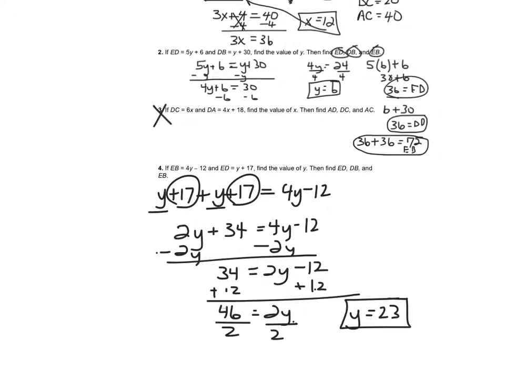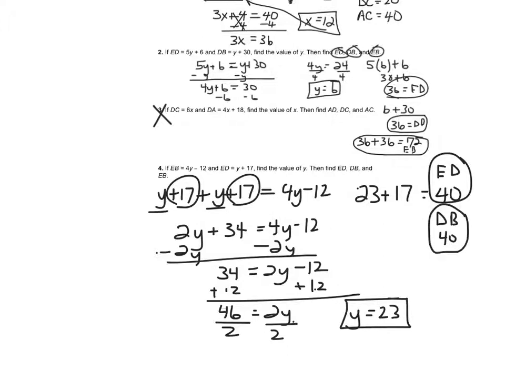Okay, so in order to figure out ED, DB, and EB, I've got to plug them back in. So in this case, y plus 17, or 23 plus 17, that's going to be 40. So we'll count that as segment ED. Well, if ED is 40, then DB also has to be 40, because they're both y plus 17. And then finally, I would take the 40, add it to the other 40. Part plus part is going to equal the whole, and the whole is 80, which is segment EB.